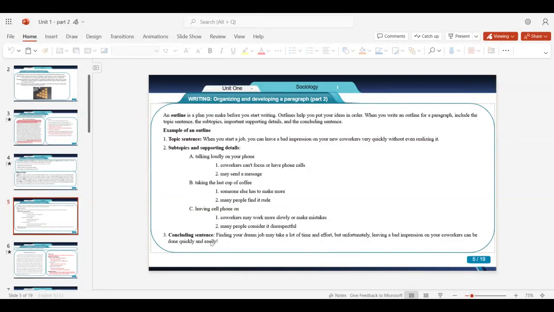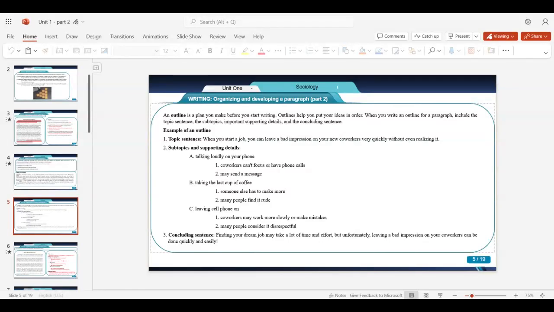In the concluding sentence, we try to wind up our paragraph with the same main idea, or with the topic sentence, but in different words. Finding your dream job may take a lot of time and effort, but unfortunately, leaving a bad impression on your coworkers can be done quickly and easily. Okay, so this is the conclusion, the concluding sentence. This is the outline, how we write a simple paragraph. This is what you can call one paragraph.